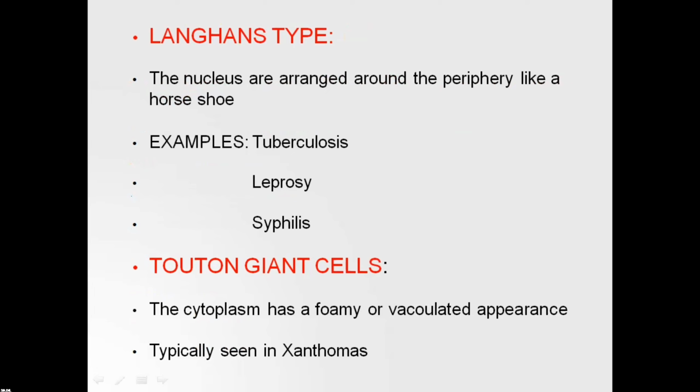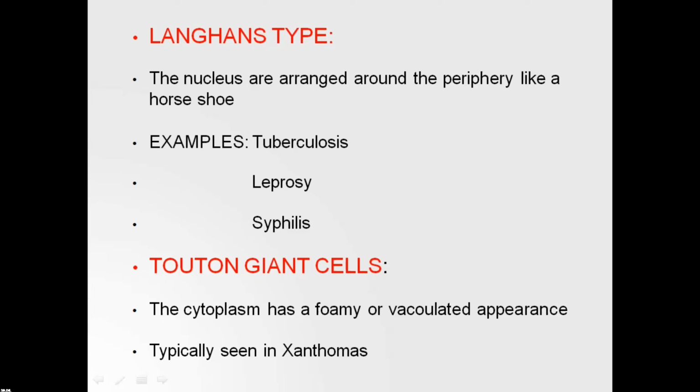Langhans type, the nuclei are arranged around the periphery like a horseshoe. And this usually occurs in tuberculosis, leprosy, and syphilis. Touton giant cells you will find in xanthomas. The cytoplasm has a foamy or vacuolated appearance.